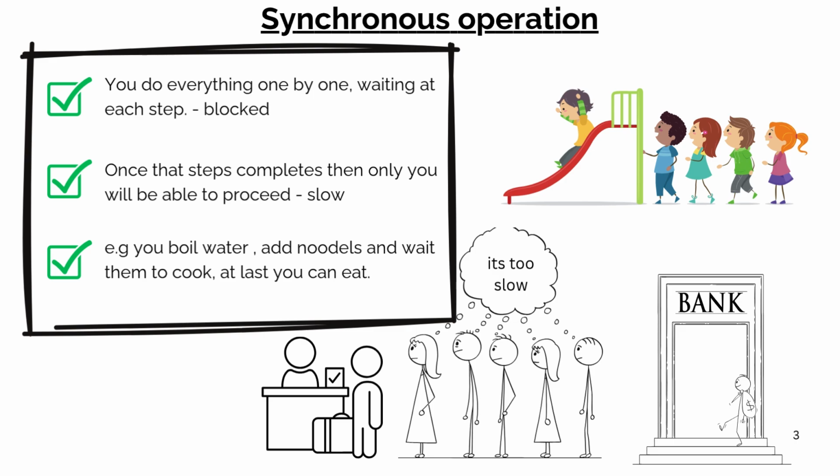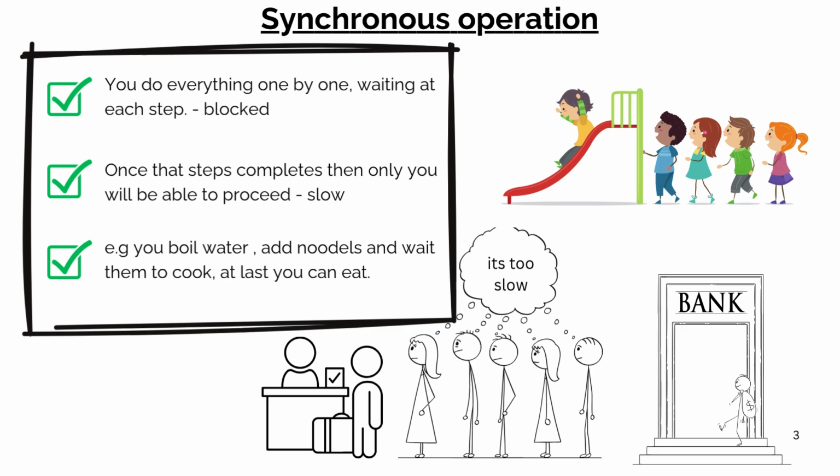Suppose you are at a bank waiting in a queue for your turn to come so that you can withdraw money. However, there are some people ahead of you and they are filling a form right at the counter itself. And until they finish, you have to wait. So in the sense, you are blocked until they finish and you are waiting in a queue. Each person's turn will come one by one. So it will lead to slowness.